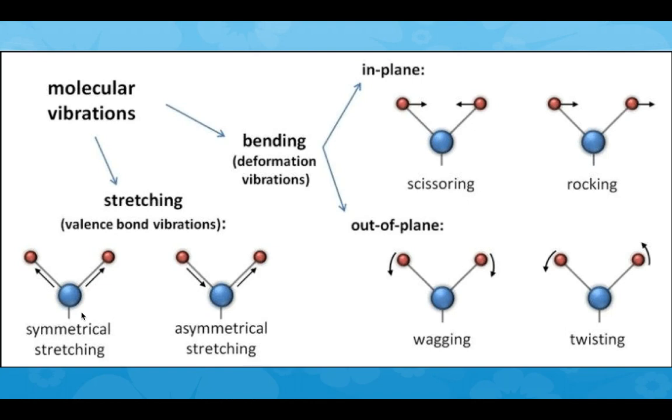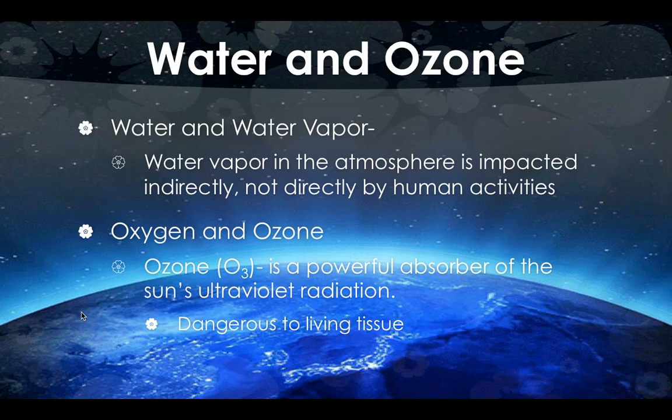So a stretch, we're going up and out, and it can be symmetrical or asymmetrical. Scissoring, we're going towards or away from each other, kind of on a horizontal plane. And then the twisting is going to happen more in a vertical plane. So think about our X, Y, and Z. Okay, but it's not just water that does this, it's other molecules too.